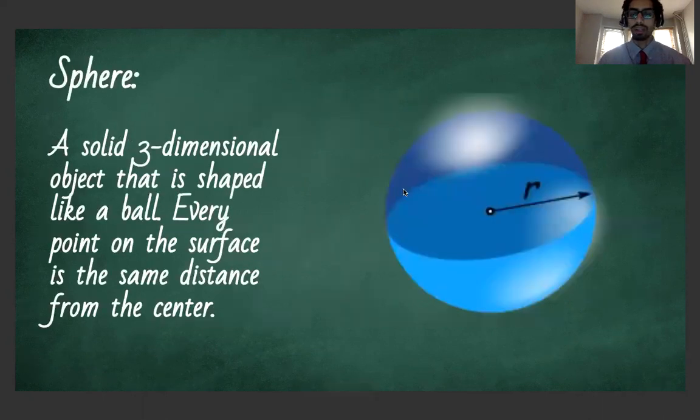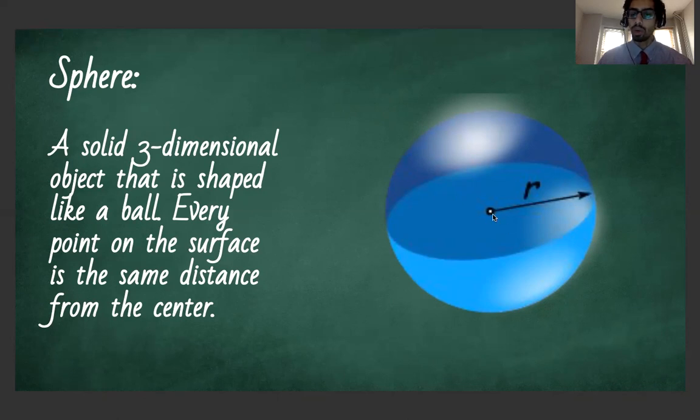As always, we're going to start by familiarizing ourselves with what a sphere is and giving it a formal definition. So a sphere is a solid three-dimensional object that is shaped like a ball, something we're really familiar with. Every point on the surface is the same distance from the center. So if I were to measure this length to this length, it'd be the same as this length to this length, right? All the points on the surface are the same length to the center point, okay?